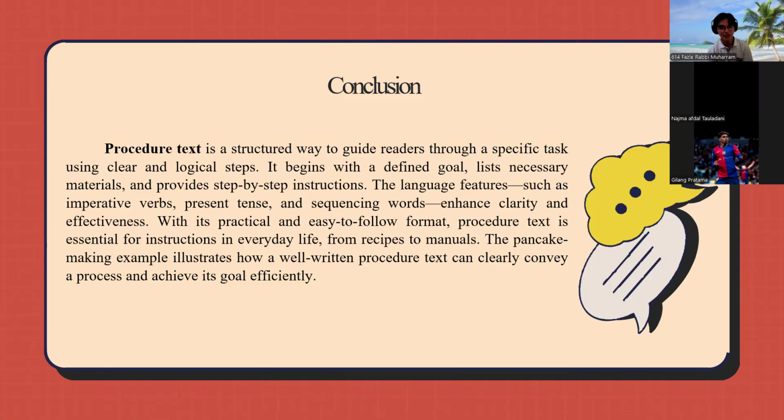The language features such as imperative verbs, present tense, and sequencing words enhance clarity and effectiveness with this practical and easy to follow format. Procedure text is essential for instructions in everyday life, from recipes to manuals. The pancake making example illustrated how a well-written procedure text can clearly convey a process and achieve its goal efficiently.